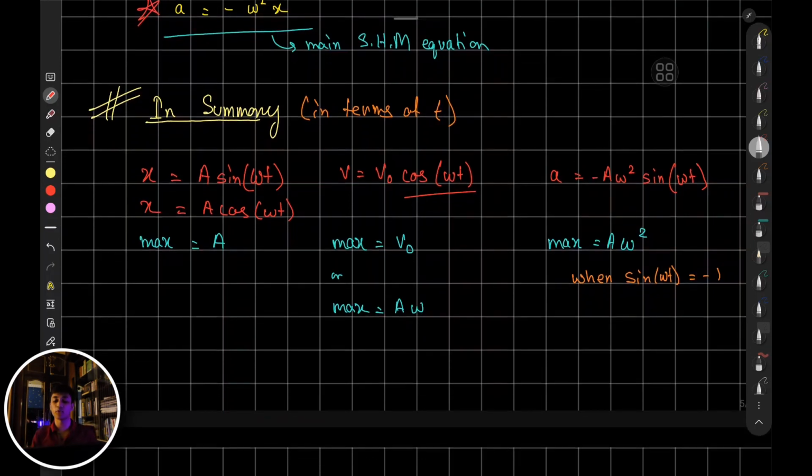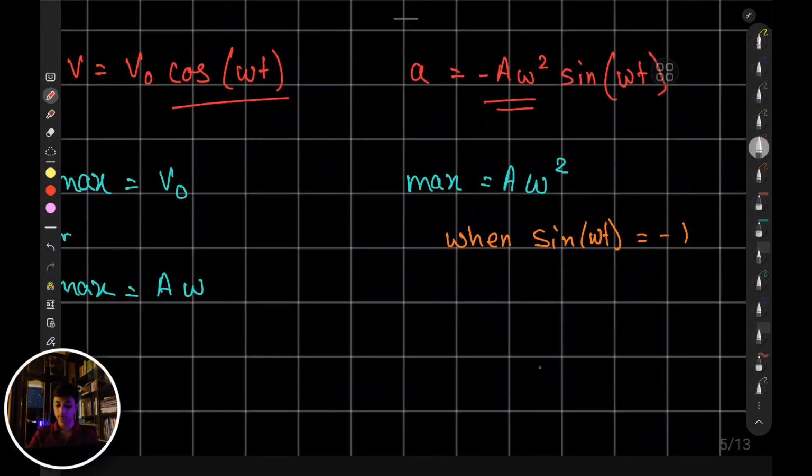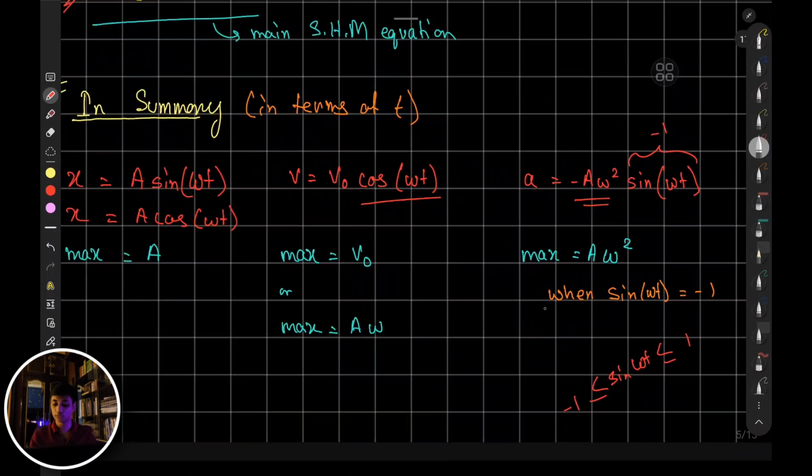If you write the equation in terms of omega, you see that the amplitude comes out to be A omega square. Now, when is acceleration maximum? Sine omega t can be between 1 and minus 1. When sine omega t is minus 1, the minus and minus get cancelled out, and you have A omega square. So that is going to be your maximum acceleration when sine omega t is minus 1. So A omega square is your maximum acceleration.